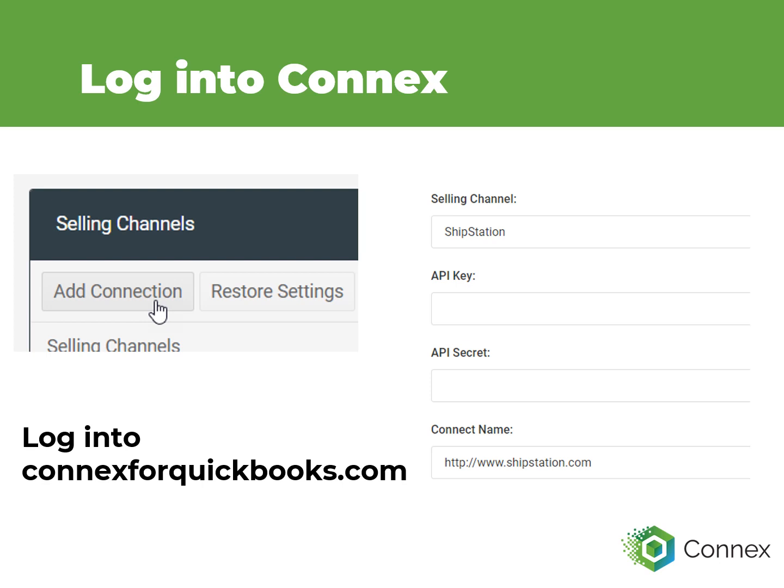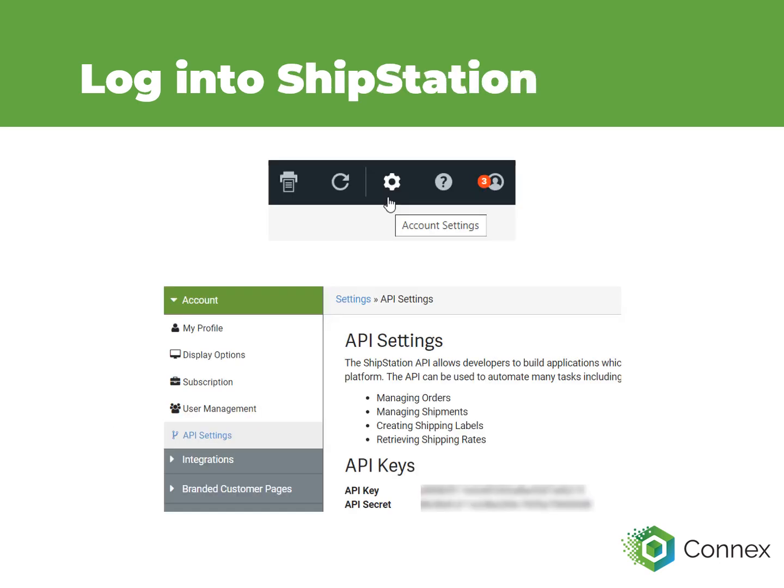After you've logged into Connex for QuickBooks, click Add a Connection on the top left-hand side of your screen under Selling Channels. Next, you'll choose ShipStation and you'll see a screen asking for an API key and secret. To get your API key and secret, log into ShipStation and click the gearbox, it says Account Settings on the top menu, and click Account API Settings. You'll see an API key and secret that you'll copy paste into Connex.